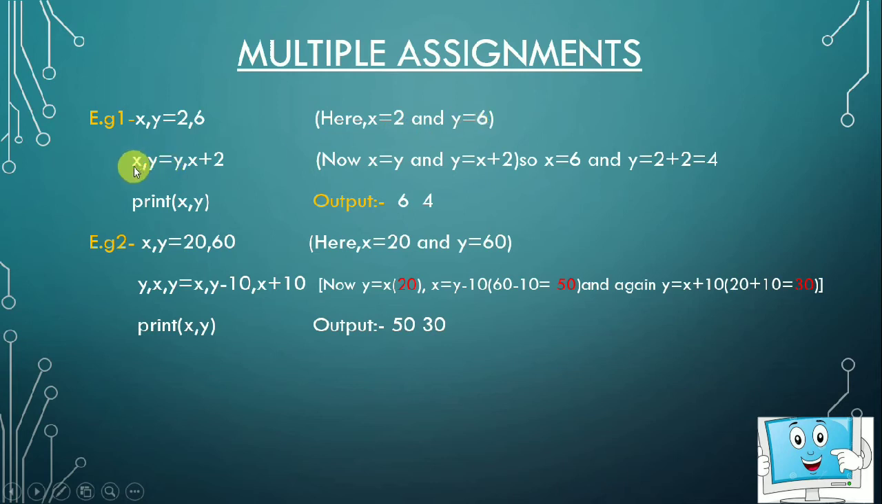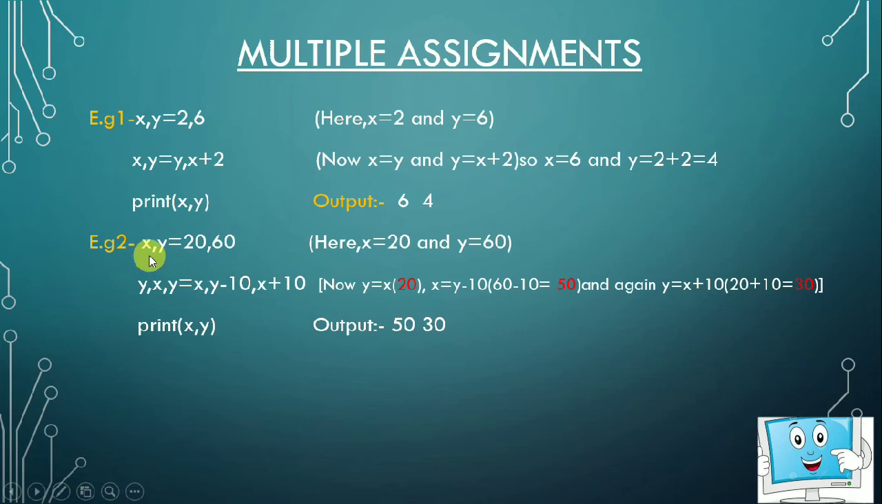Next statement. x, y equals y, x plus 2. It means the value of y will go to x and x plus 2 will go to y. So what was the value of y? 6. 6 will go to x. x equals y and y equals x plus 2. So x becomes 6 and y becomes x plus 2. What was the value of x? 2. So 2 plus 2 becomes 4. Now it says print x, y. So in the output the value of x will come as 6 and y will come as 4. Comma will not come, it will be separated by a little space.